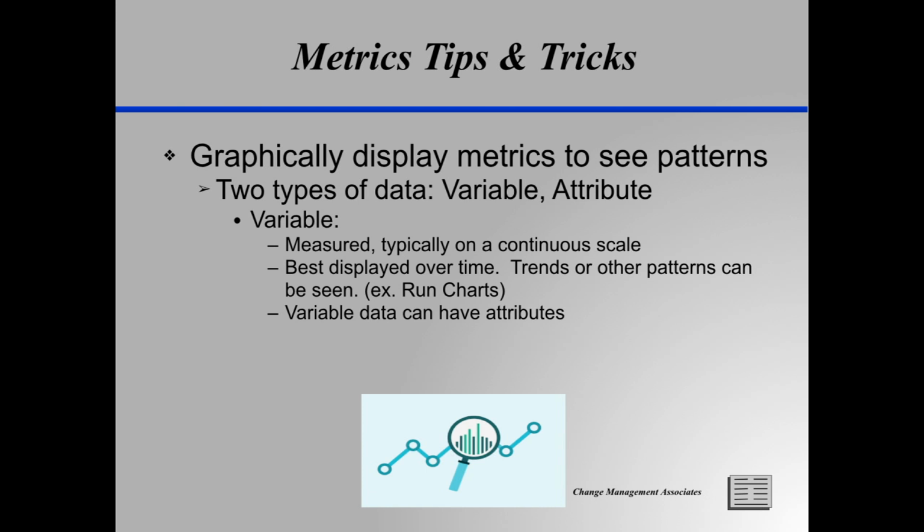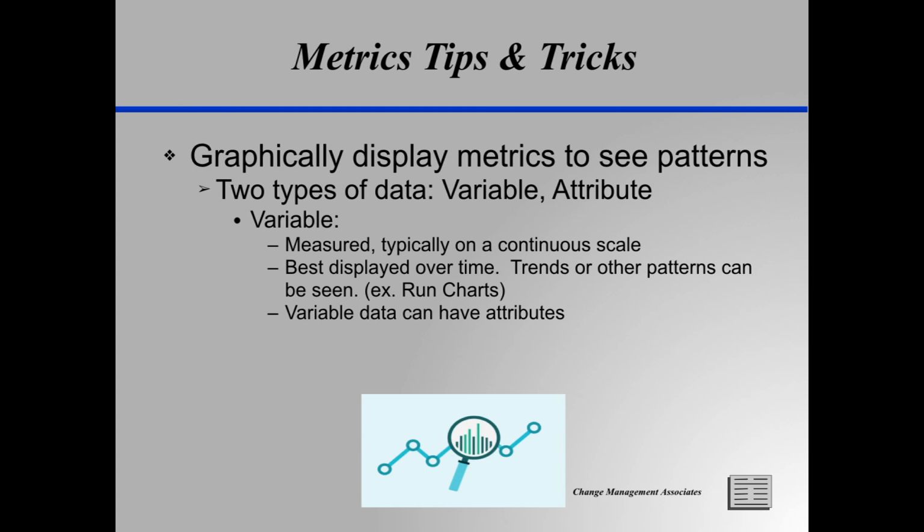A frequently asked question is how to display the data. To answer that, we must understand that there are two types of data, variable and attribute. Variable data is measured, typically on a continuous scale. Time, dimensions, percentages are a few examples. They are best displayed over time, in the sequence that they occur. Therefore, trends or other patterns can be seen.